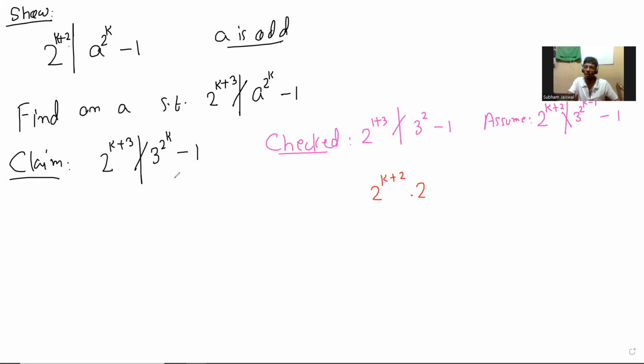You mean 3 to the power, right? Exactly. Yeah. So we break it. As you said, it's the same thing. So we break it like this. And then, okay, 2 divides this. So 2 divides this.